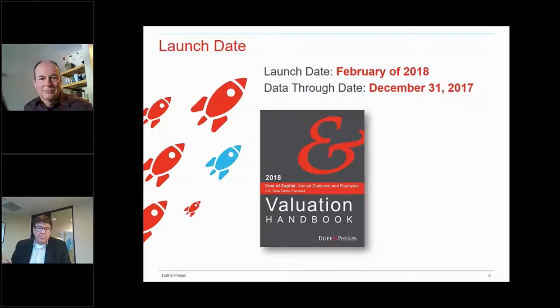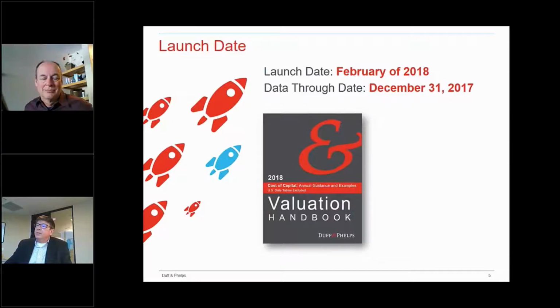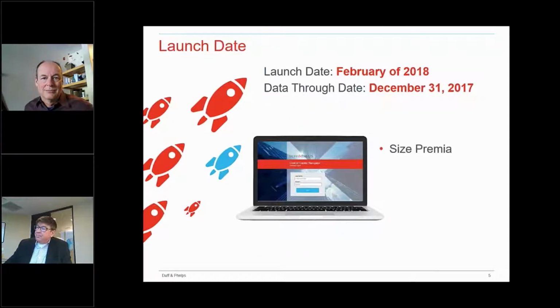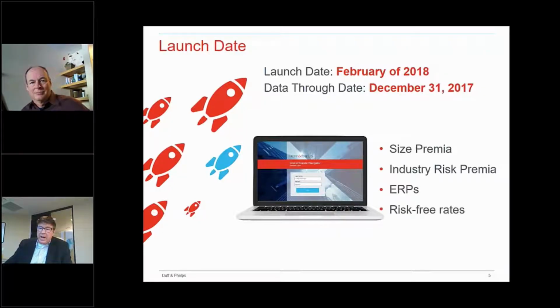This is the book that most people in this audience are most familiar with, in all likelihood. This is the book that includes the CRSP decile size study and the risk premium report study. It includes the size premium, the industry risk premium, the equity risk premium, and the risk-free rates that people have used and trusted for years to calculate cost of equity estimates for U.S. companies. People have been using this data for years.